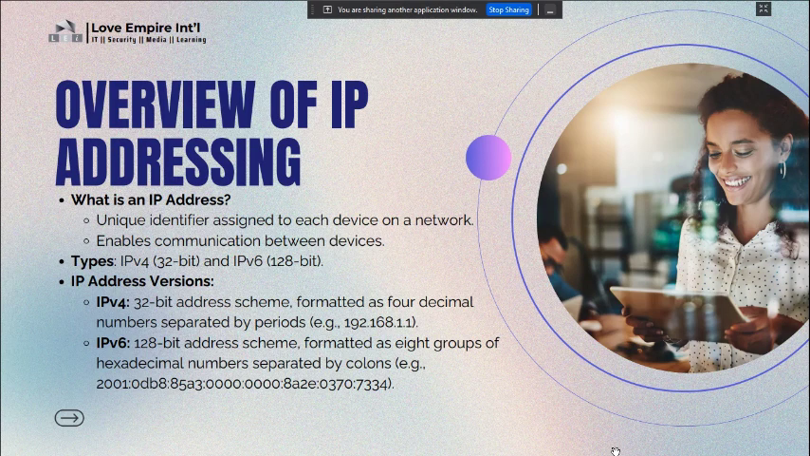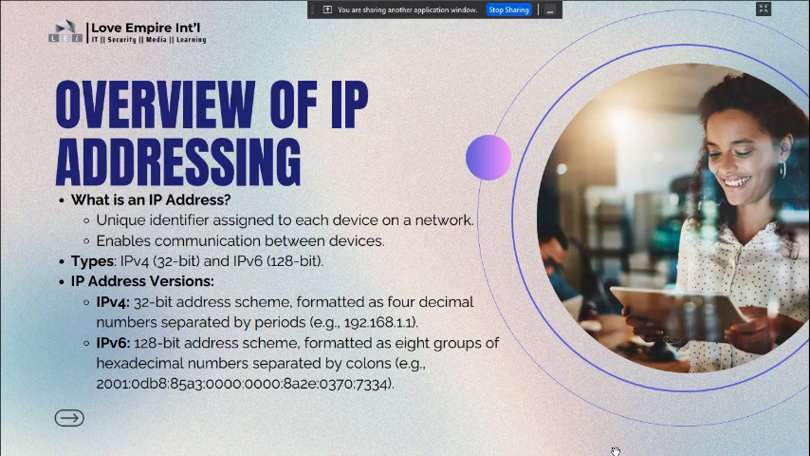Okay, so we have two versions of IP address. We have IP version 4, which is 32-bit, and we have IP version 6, which is the more recent version of IP, and it is 128-bit. So we're going to look at these two one after the other.